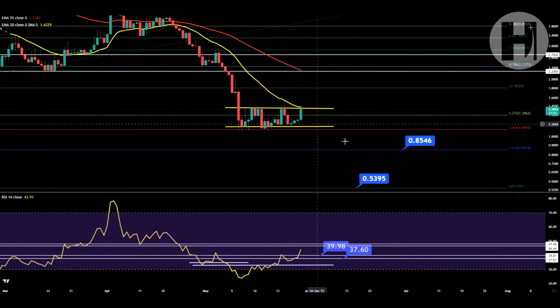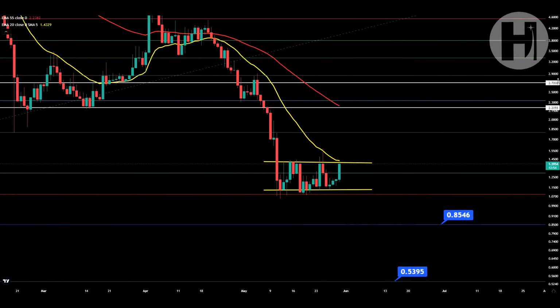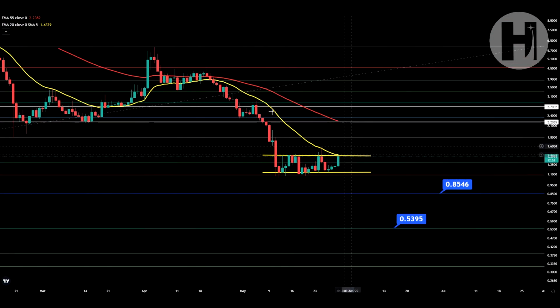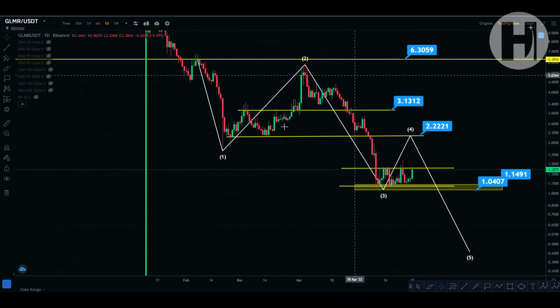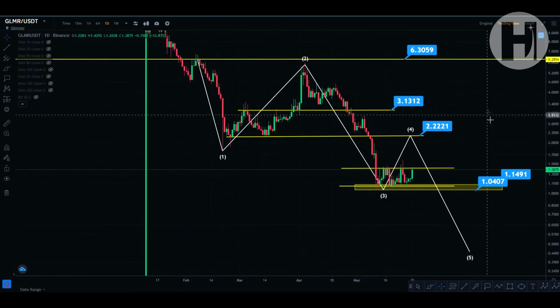But you are in a strong move to the upside. Alts are rallying. I do want to switch over to the Binance chart real quick. Moving over to the Binance chart on the daily here, I do want to show you a potential 5-wave structure here that I have.